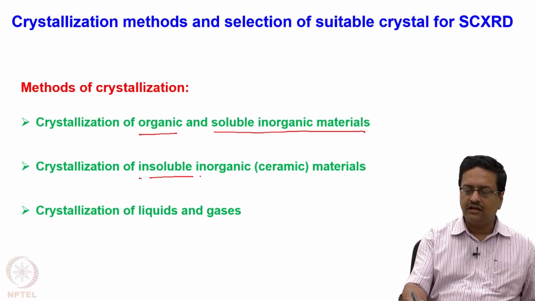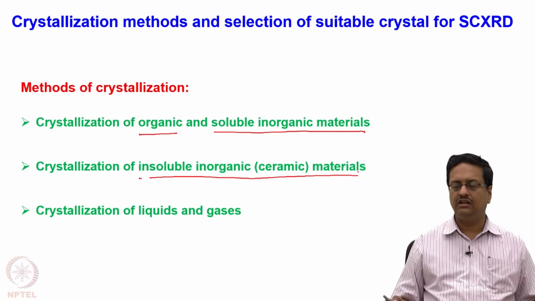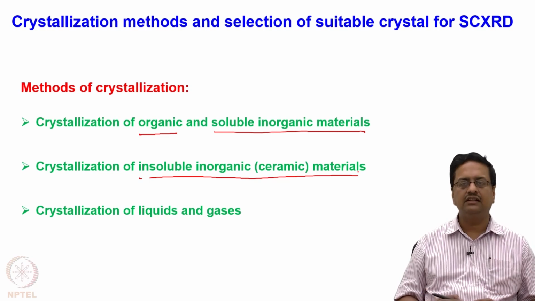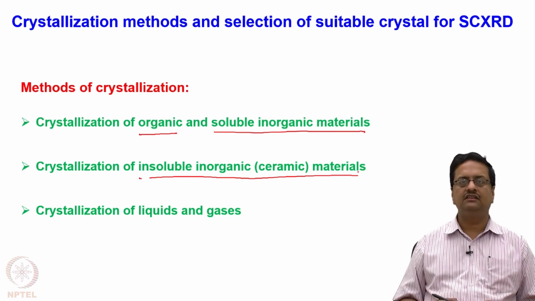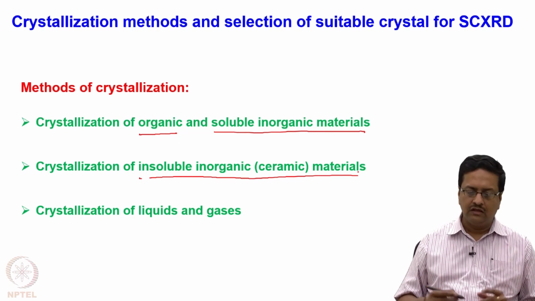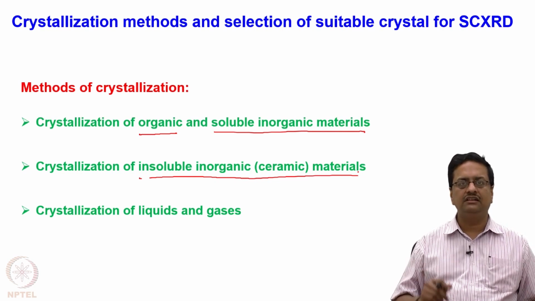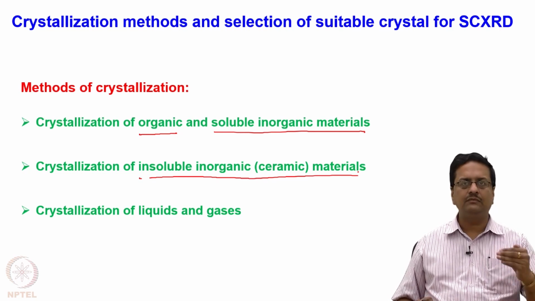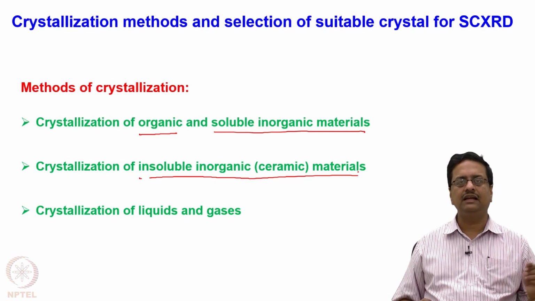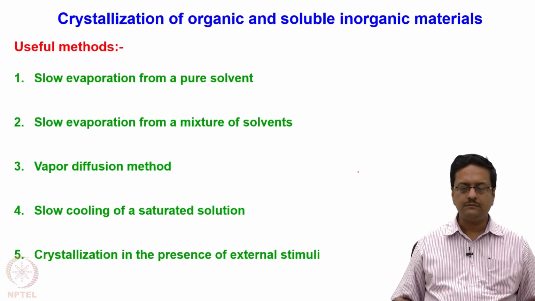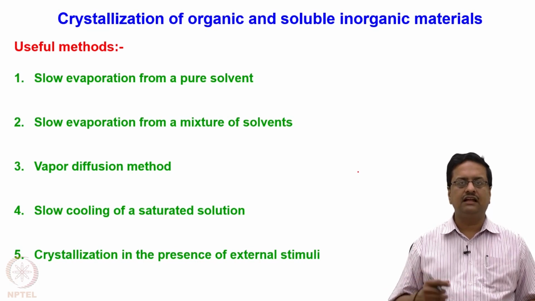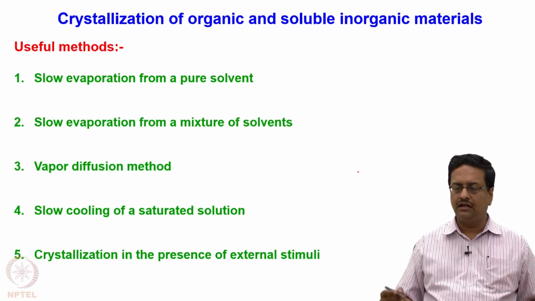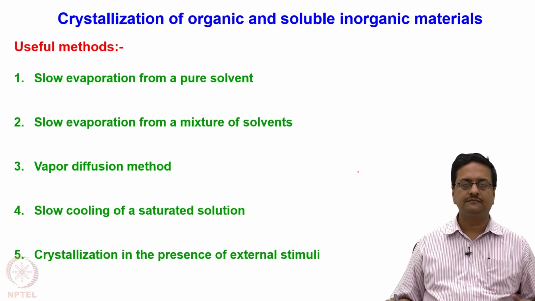In some cases, we are trying to generate insoluble inorganic ceramic materials, or materials which can be crystallized from a solution, but then the compound does not dissolve in any solvent. And then we can try to crystallize materials which are liquids or gases at ambient conditions. So let us one by one see how these different types of materials can be crystallized. To begin, let us consider the crystallization of organic and soluble inorganic materials.